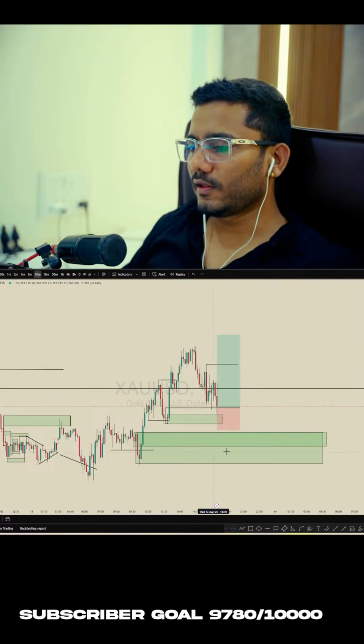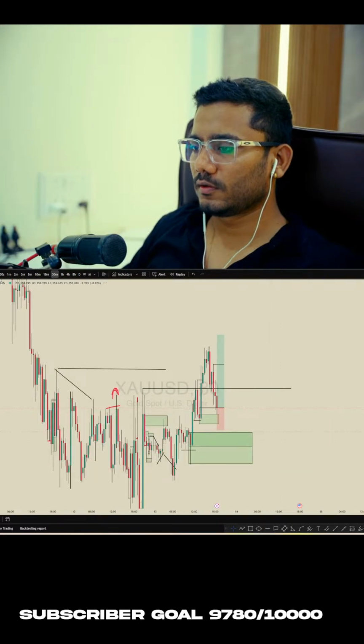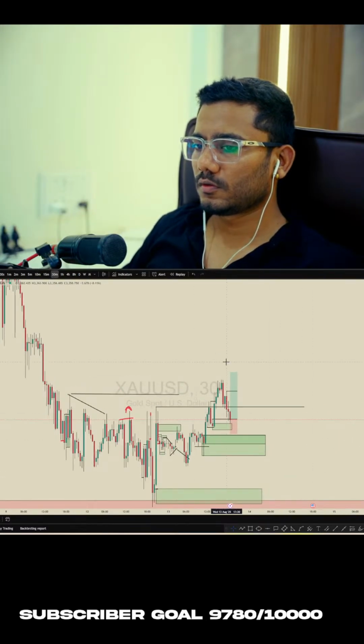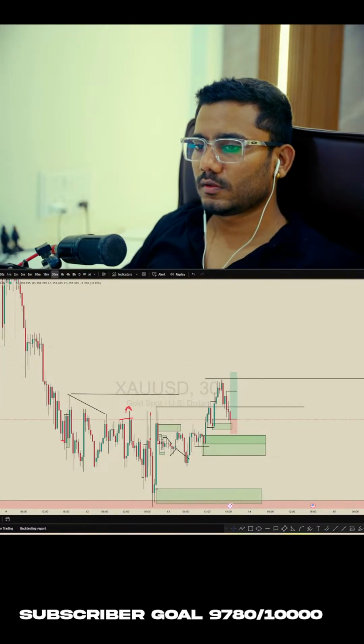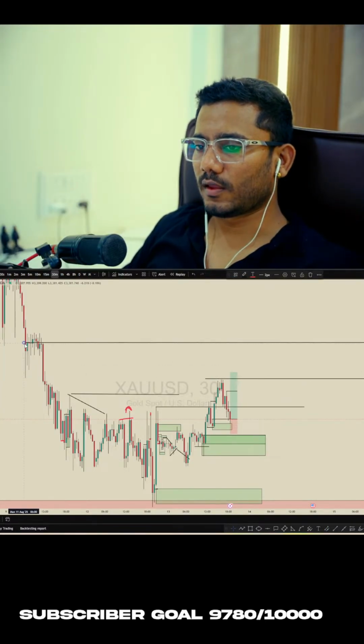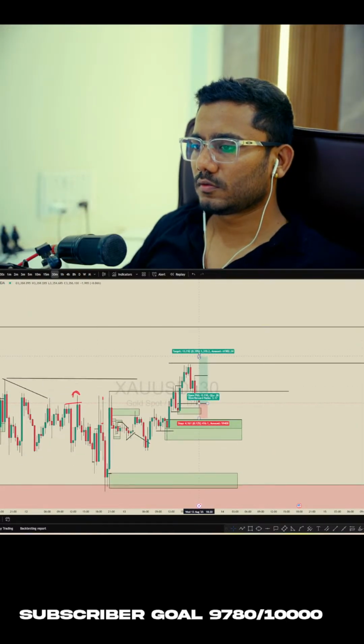And if this fails, then we have another order block for entry, which is this one. So this will be the first target. And this is the second. 1 is to 5.